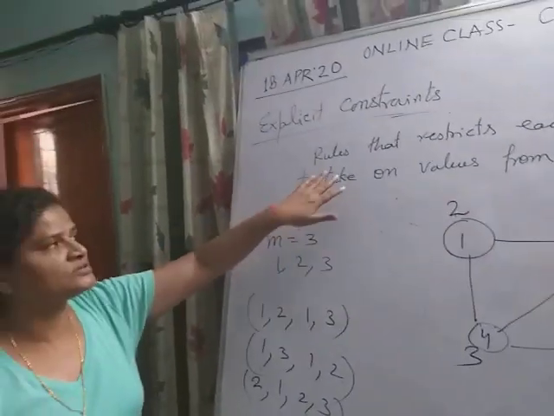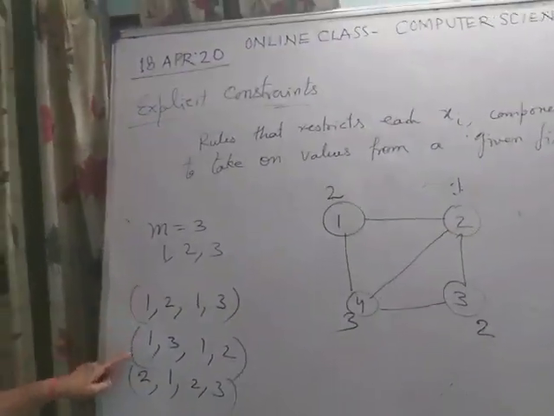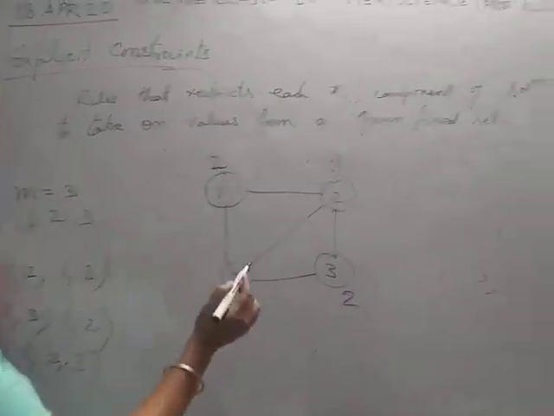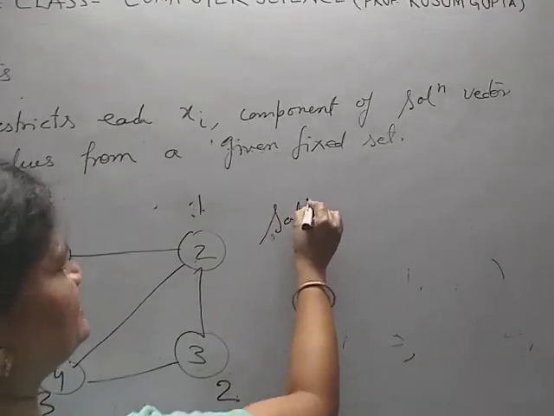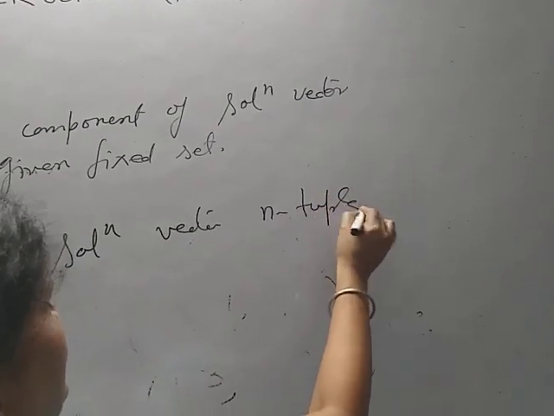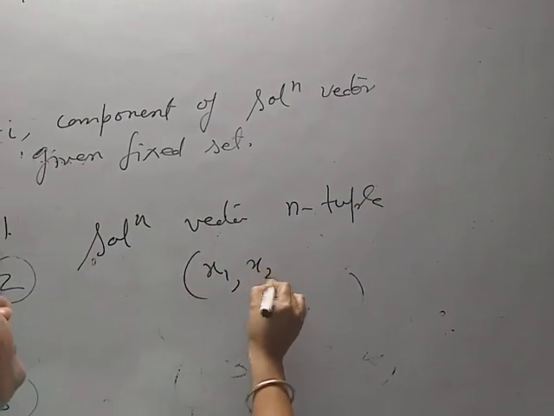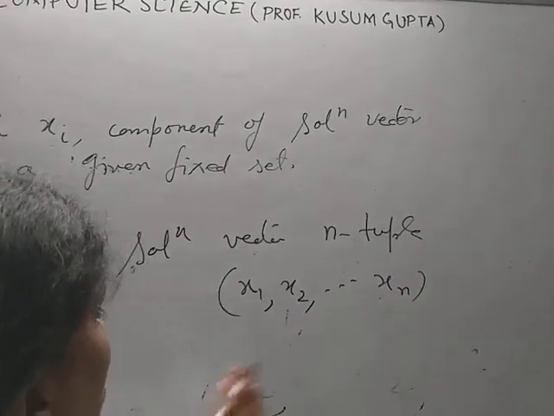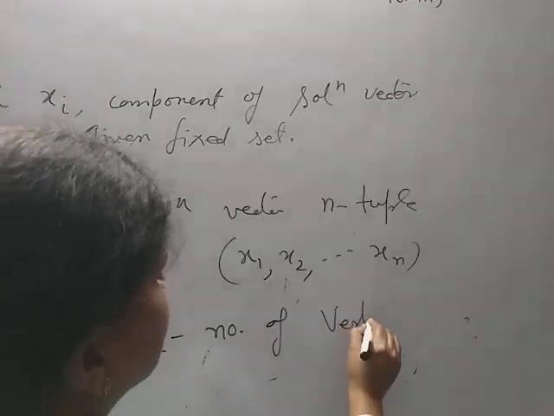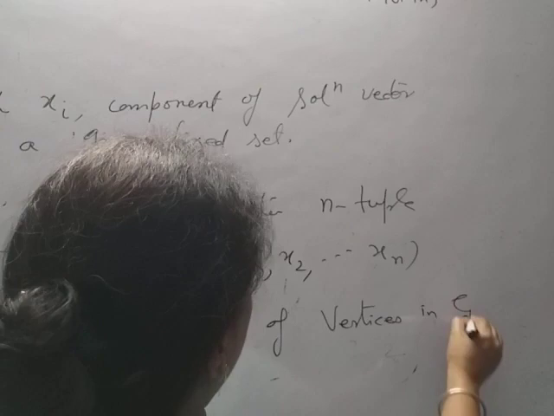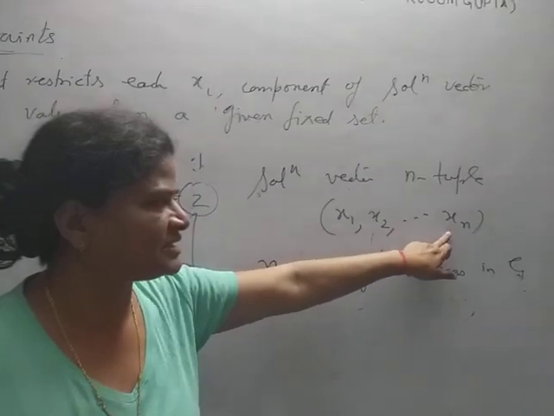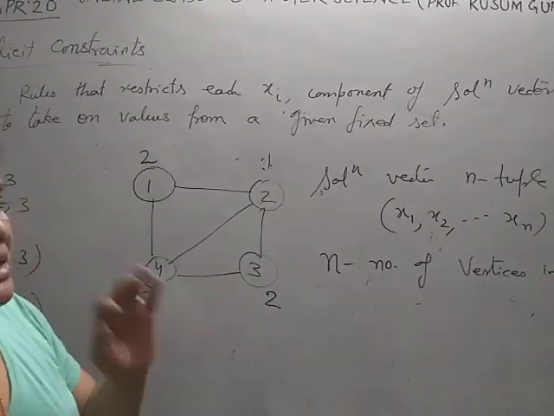Now, what are the rules? Rules that restrict each xi. Here, the solution vector is expressed in the form of an n tuple, x1, x2, so on xn, where n is the number of vertices in graph G, and x1 is the color number for the first vertex, x2 is the color number for the second vertex, and xn is the color number for the nth vertex.